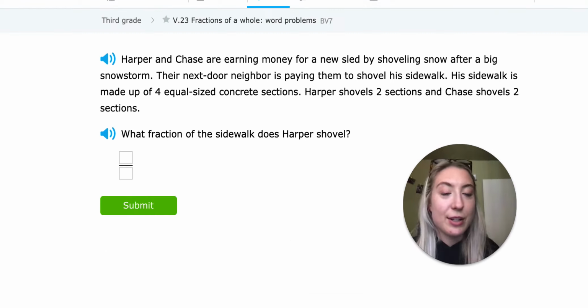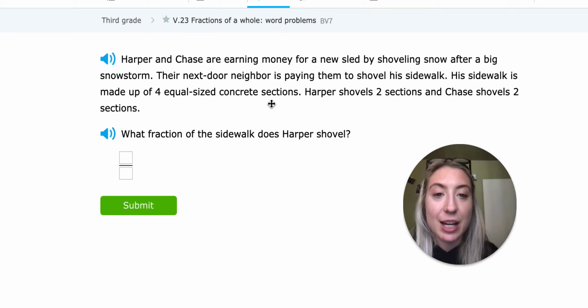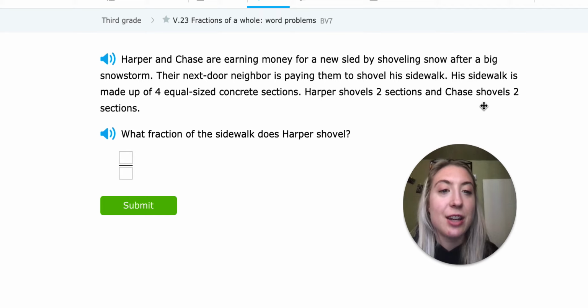Alright, so let's do this one together. So first thing we're always going to do is read the problem. Harper and Chase are earning money for a new sled by shoveling snow after a big snowstorm. Their next door neighbor is paying them to shovel his sidewalk. His sidewalk is made up of 4 equal concrete sections. Harper shovels 2 sections and Chase shovels 2 sections. What fraction of the sidewalk does Harper shovel?